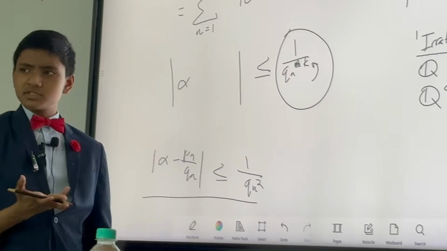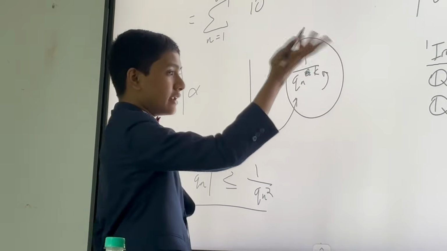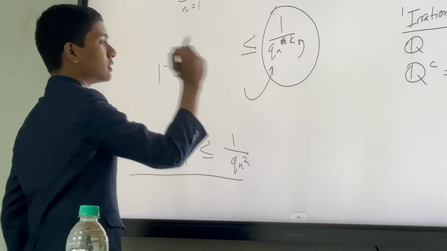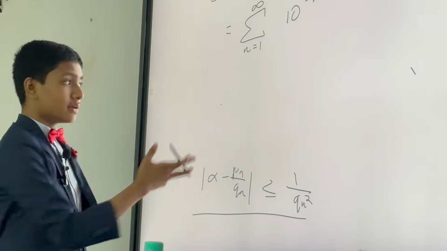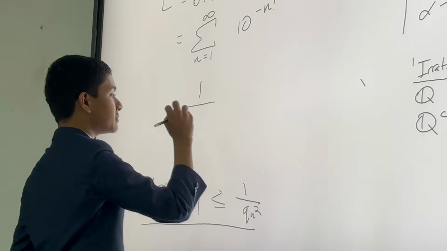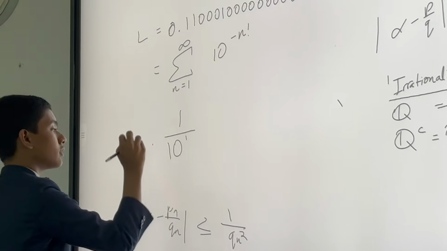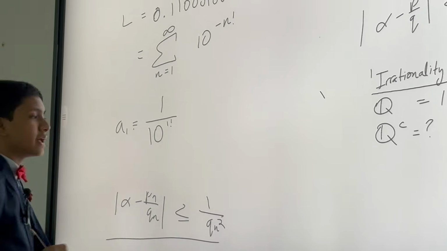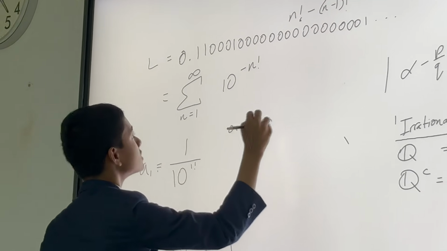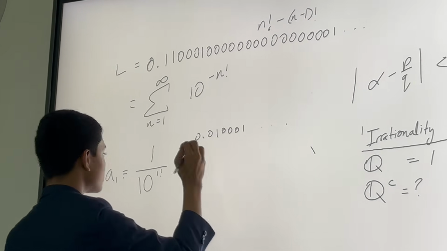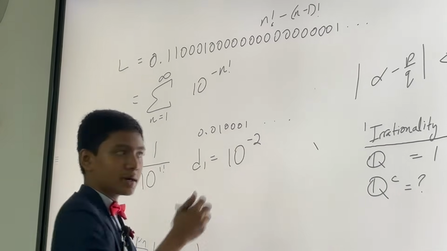So now, what's so special about this that causes it to outshrink, I guess, any inverse exponential? Well, we can't call it an inverse exponential, but anything of the form Qn to the minus k. Well, here's the secret. If you take a rational approximation, for example 1 over 10 to the 1, which is approximation number 1, this is just 1 over 10 to the 1 factorial, then what's going to be left over is 0.010001, and so on and so forth. Which means it's going to be on the order of 10 to the minus 2 factorial.